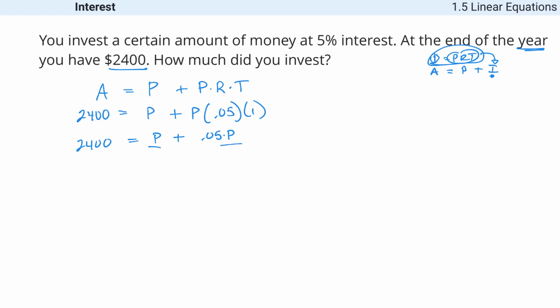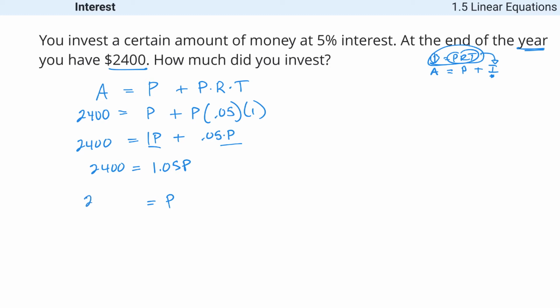Now these two are like terms. So it's 1p plus 0.05p will be 1.05p is equal to 2,400. And then I'll divide both sides by 1.05. So calculator, 2,400 divided by 1.05 equals, oh, did I do that right? No, that looks funny. I got 2285. I might be right. Let's try it. 2,400 divided by 1.05 equals, yeah, I'm right, 2285.71.